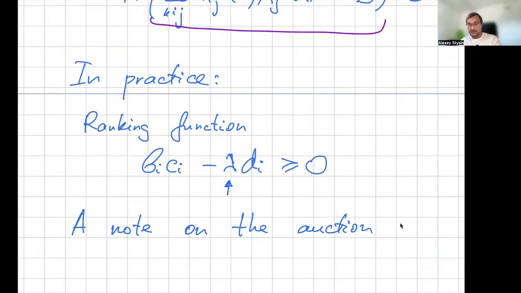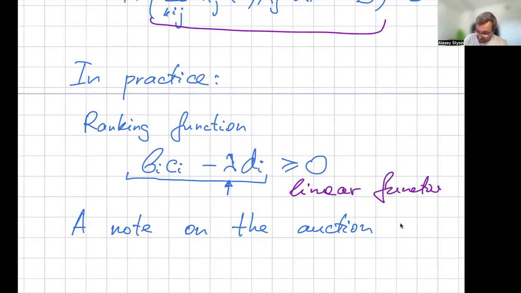Maybe one additional note, a note on the auction. So far, we haven't really used the fact that this is an auction. And typically the auctions are not only concerned with allocation, with ranking the functions, but they also need to come up with the pricing. And the ranking function in this auction is a linear function of the bid. So the bid enters here in a linear fashion. And this is known as the affine maximizer auction.